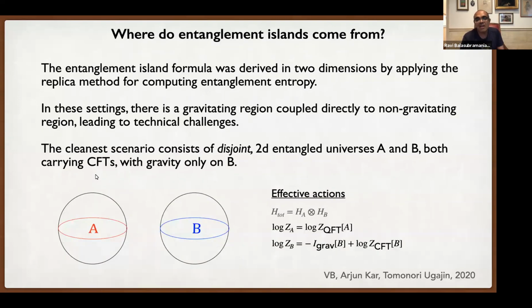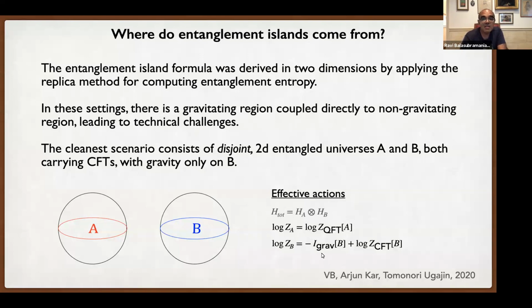This is from a pair of recent papers with Arjun and Tomonori. To clarify this in its absolutely simplest setting, consider a scenario with 2 disjoint universes, so there's no fuss and mess with how you stick things together and sew them. You have 2 universes, A and B, and we suppose that B carries gravity, but otherwise both of them have a CFT living on them. So A is just a CFT, and B is a CFT plus gravity. I'm not saying any words about radiation or anything. It's just 2 universes, one with gravity and one without. There's a total effective field theory Hilbert space, H_A times H_B, and I can compute partition sums and such.